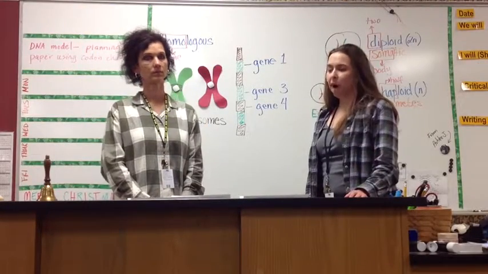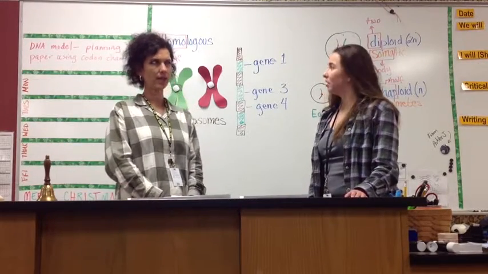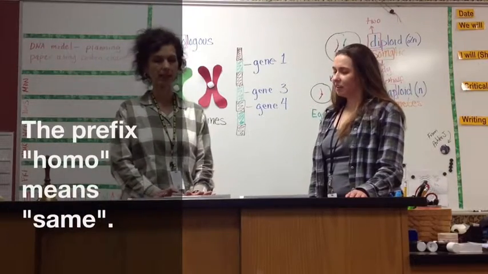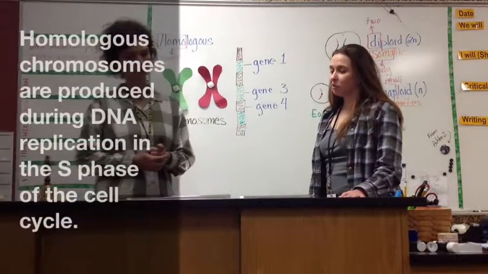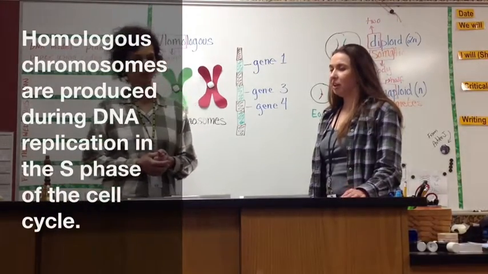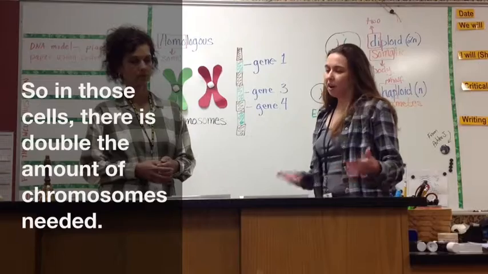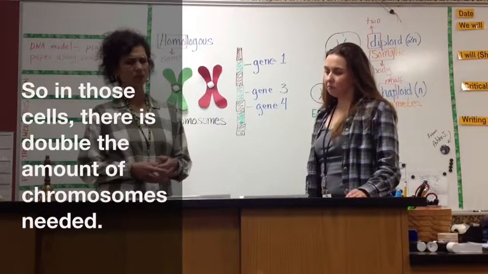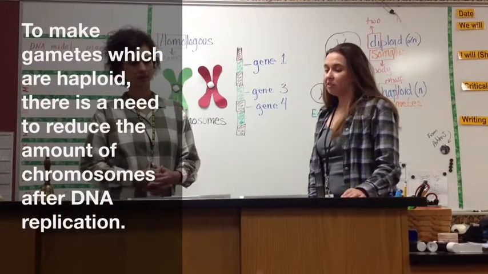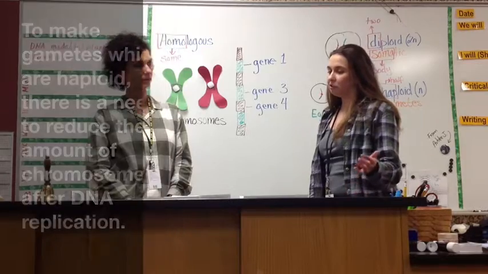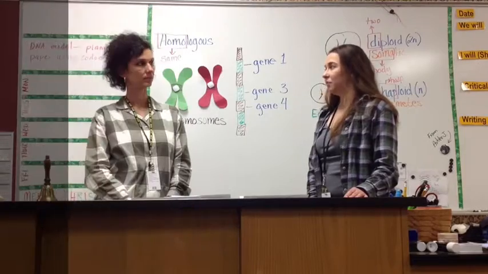I want to tell you about homologous chromosomes now. Homologous. Would that have something to do with being the same? I remember the prefix homo means same. Yes. Homologous chromosomes are produced during DNA replication and the S phase of the cell cycle. So in those cells, there is double the amount of chromosomes needed. So those cells need to reduce that amount of chromosomes, right? Yes, they do. These pairs of chromosomes get separated during a special kind of cell division called meiosis. You're going to learn more about that in the next video. Okay.